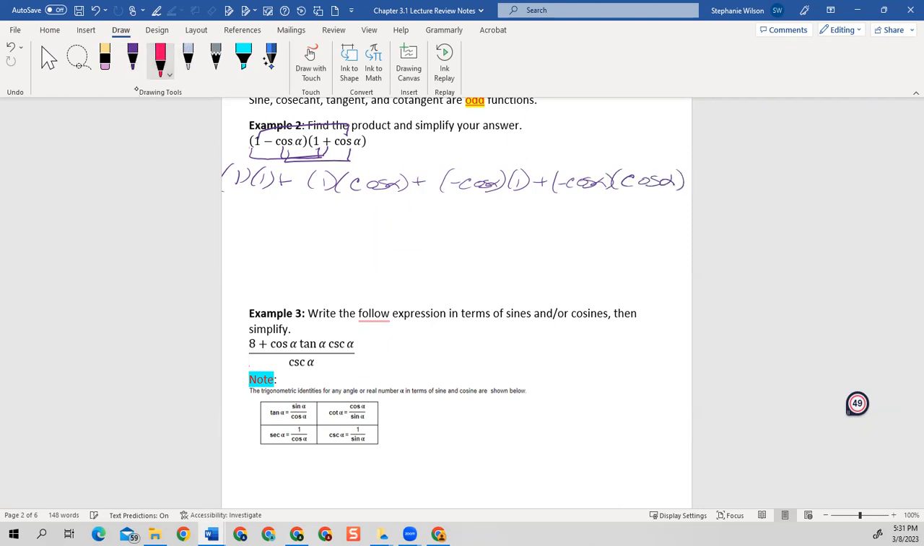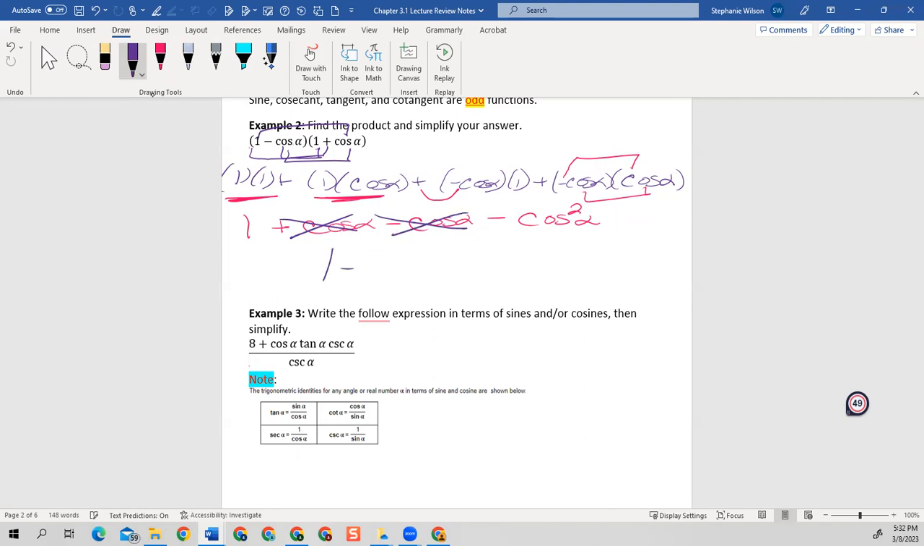And now we're going to clean it up. I got 1 times 1 is 1, plus 1 times cosine of alpha, which is cosine alpha. I have a positive times negative, so it's a negative cosine of alpha. And then I have negative times positive is negative. I have cosine times cosine, it's cosine squared alpha. And as you can see, I have a plus cosine and a minus cosine, so they go to 0. That leaves me with 1 minus cosine squared alpha.